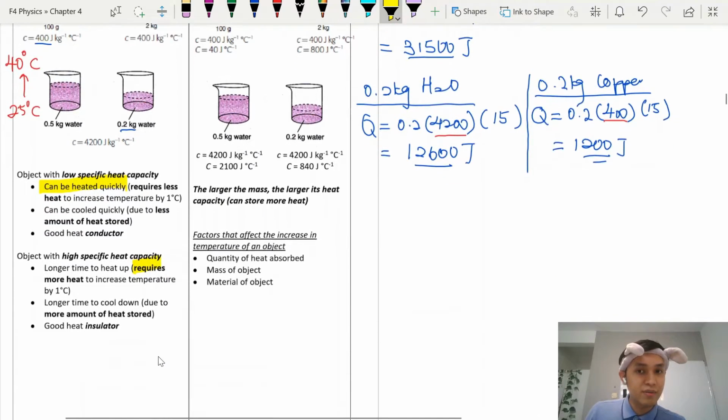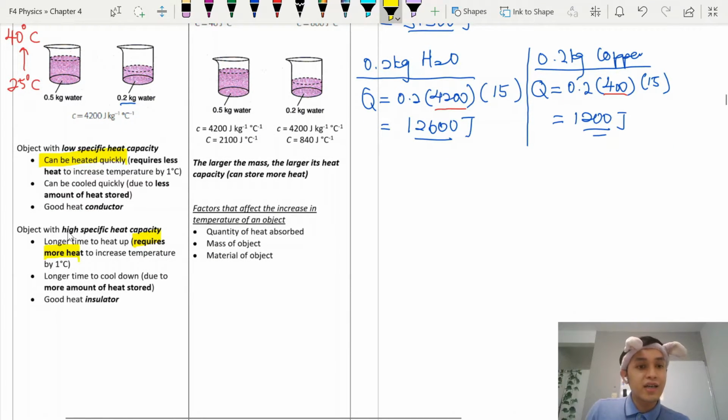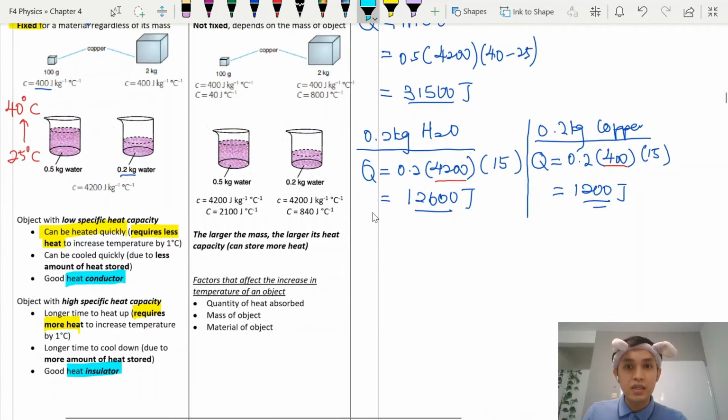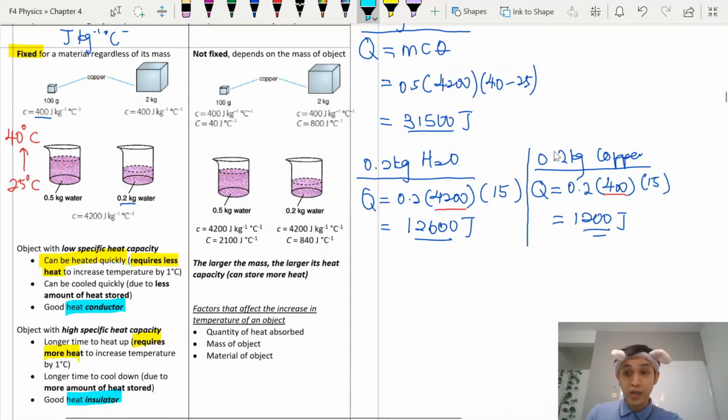As you can see in my explanation here, high specific heat means you need more heat to increase your temperature, so it is slow. Low specific heat capacity means you need less heat energy to increase your temperature, that's why it's fast. Therefore, materials that have low specific heat capacity, we say that they are heat conductors, whereas the ones that have high specific heat capacity are heat insulators, which is logical, right? Copper is a heat conductor compared to water.